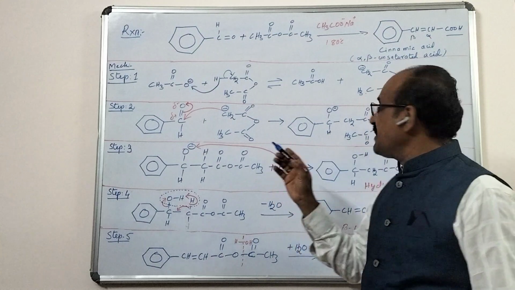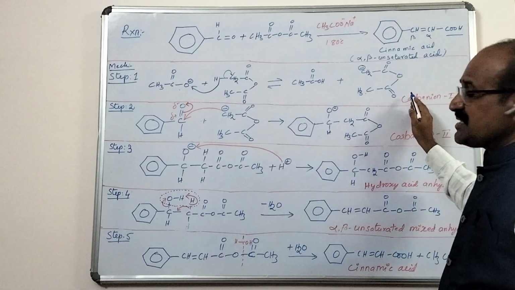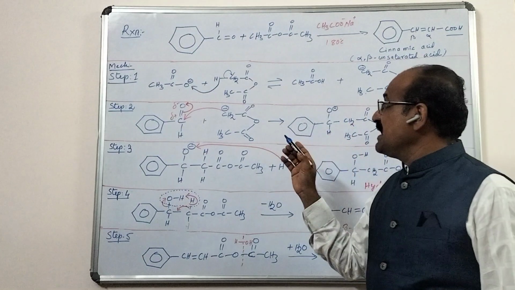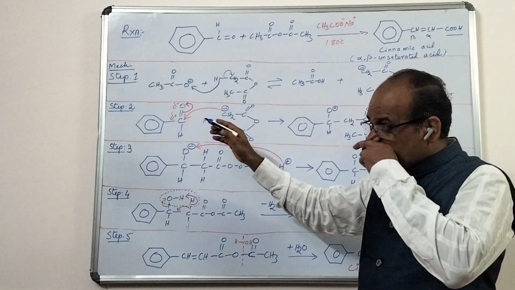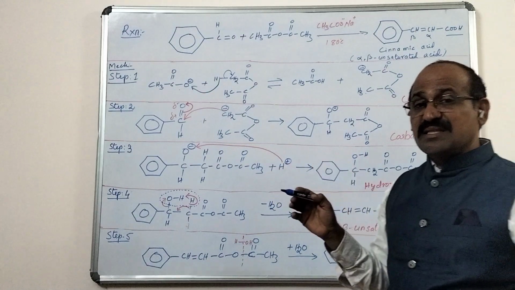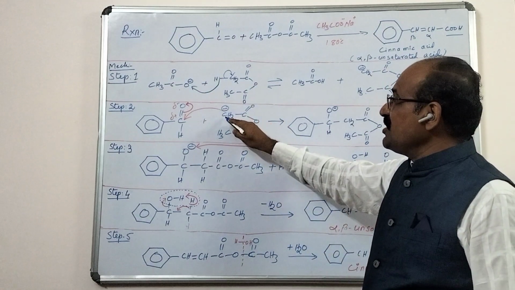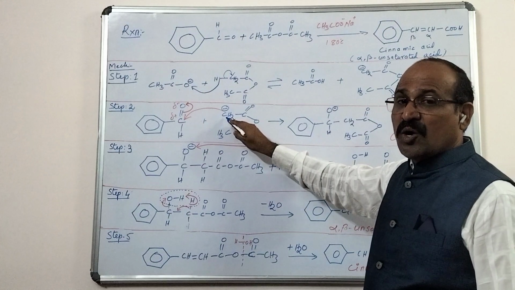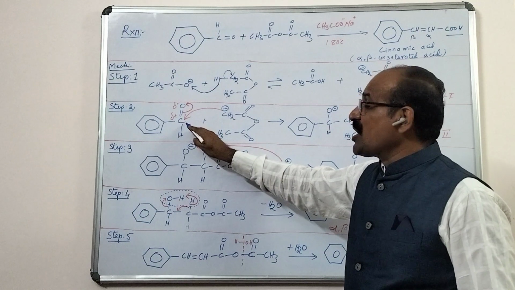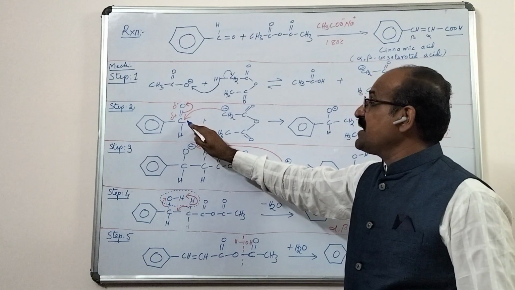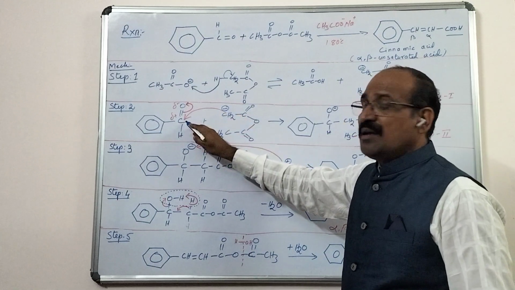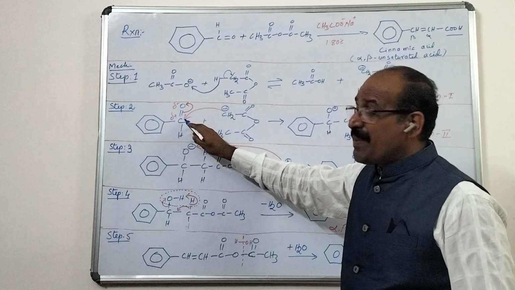Now, in the second step, this carbanion is an anion of the anhydride. Remember, this is the anion of the anhydride. This anhydride anion now reacts with the aromatic aldehyde called benzaldehyde. As we have already discussed in the previous videos, any negatively charged fragment or anion will always attack the carbonyl carbon, because the carbonyl carbon has a partial positive charge. Hence, this negatively charged nucleophile or anion will always try to attack the partially positively charged carbon.